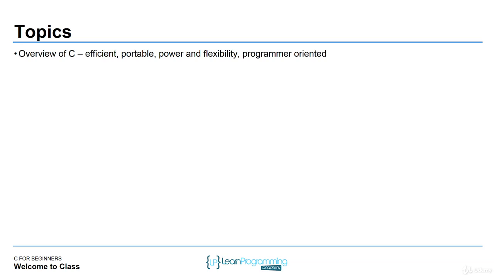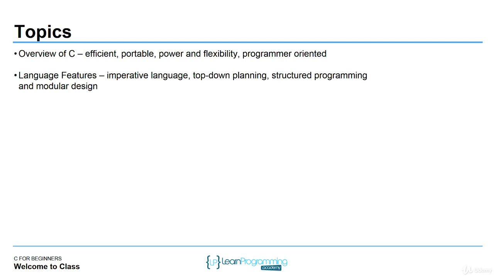We're first going to talk about C in general, give you a little overview of it. I'm going to tell you how the C programming language is very efficient. It's also portable. You can write it across multiple platforms. It has a lot of power and flexibility, and it's programmer-oriented. I'll also provide you a short history of C just to give some context. We'll follow that up by describing some of the common language features of C.